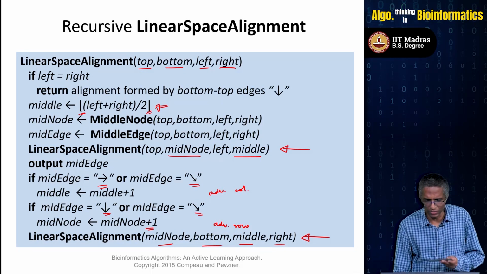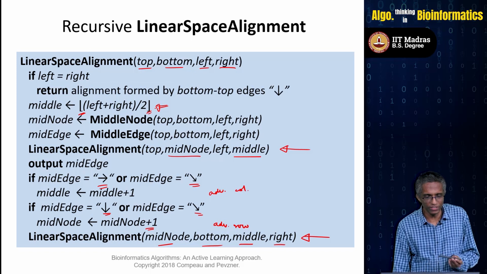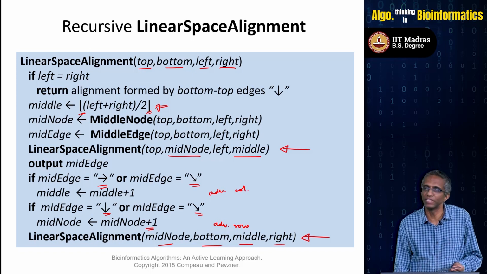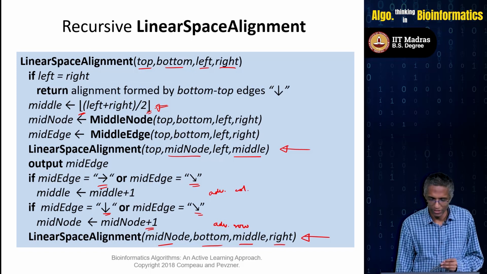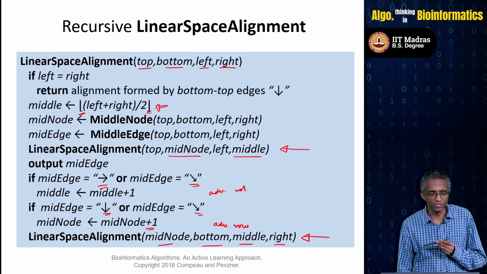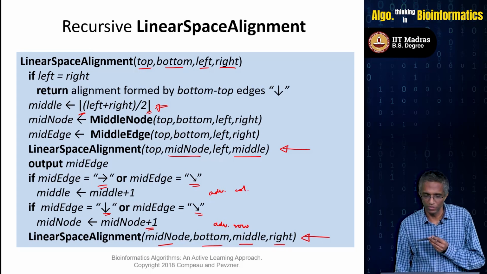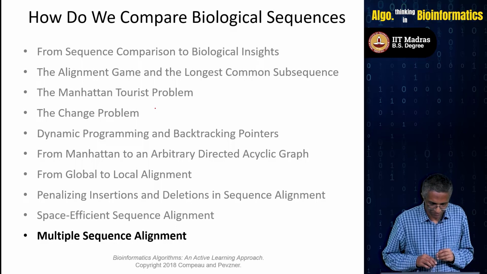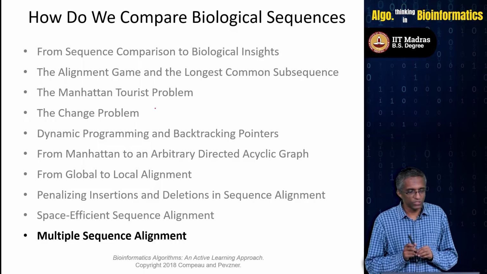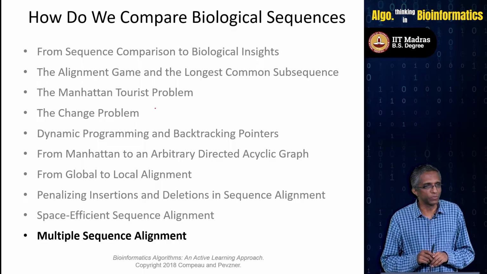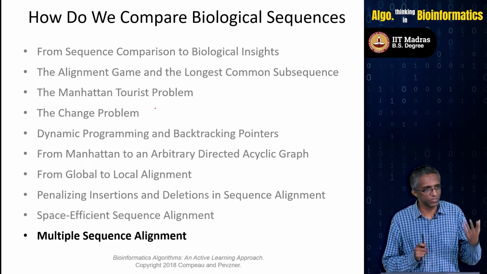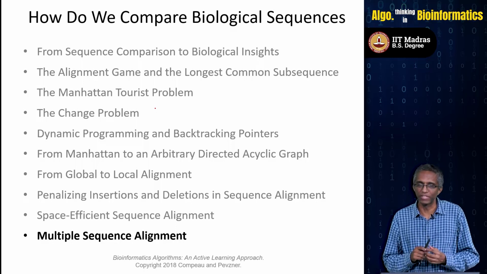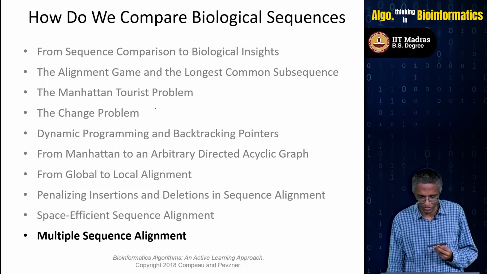So this is a divide and conquer method. It will take linear space and it will take order of 2 times the area, 2nm. Okay, and it will also figure out all the edges in the particular path. So that completes our discussion of pairwise alignment, all the different variants: local and global variants, simple scoring matrices, complicated scoring matrices, and space efficient sequence alignment.